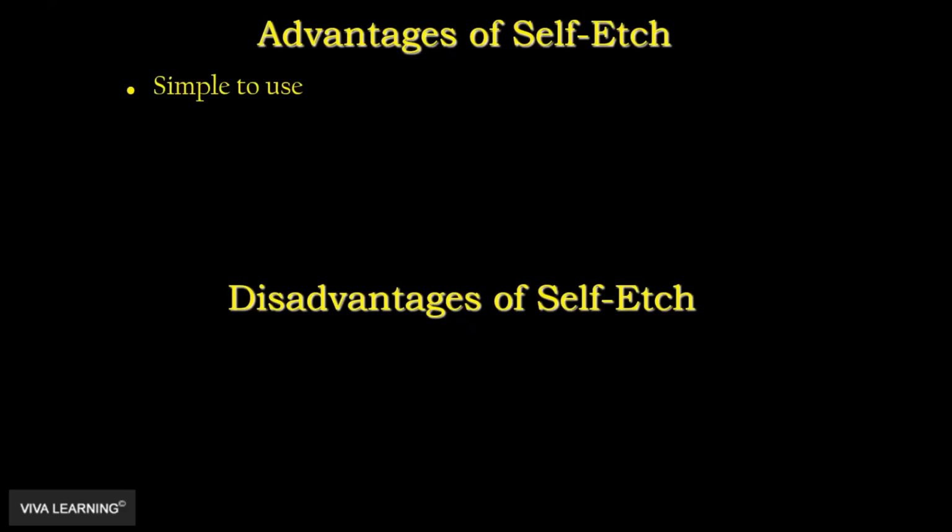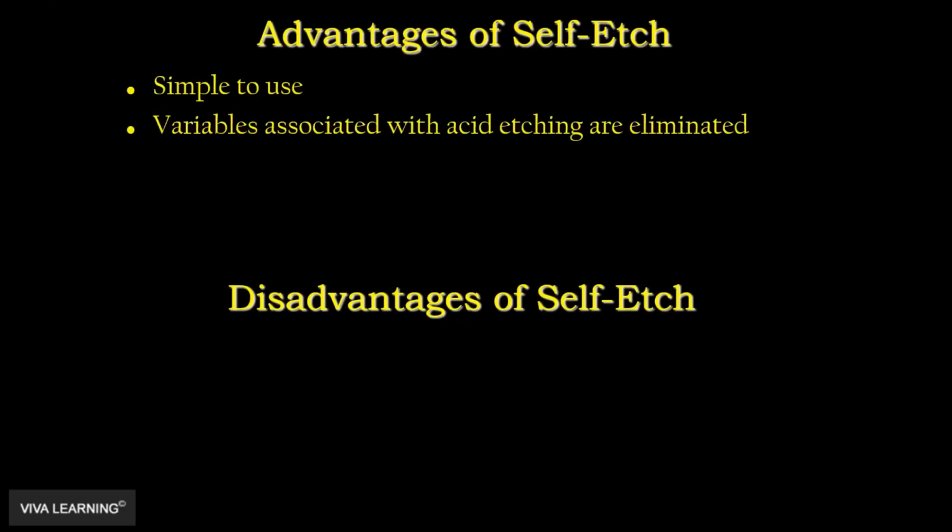The advantages of self-etch are they're simple and easy to use. It doesn't require etching with phosphoric acid. The etching is actually done with acidic primers. So as you apply your primer to the dentin, you're actually etching and priming at the same time.